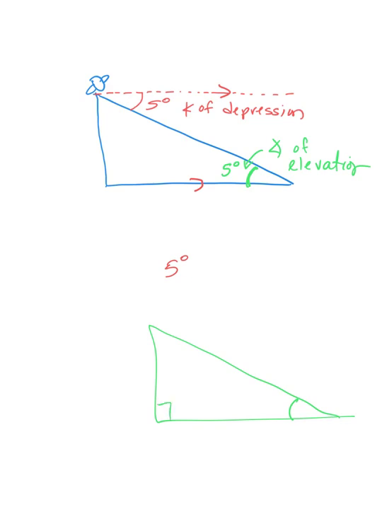You understand that? The angle of elevation is if I'm standing right here and looking up to the plane, I would be looking up at an angle of 5 degrees with the ground. Do you understand? But it's the same thing: he's looking down on me at 5 degrees towards the ground. So it doesn't matter which one they give you.